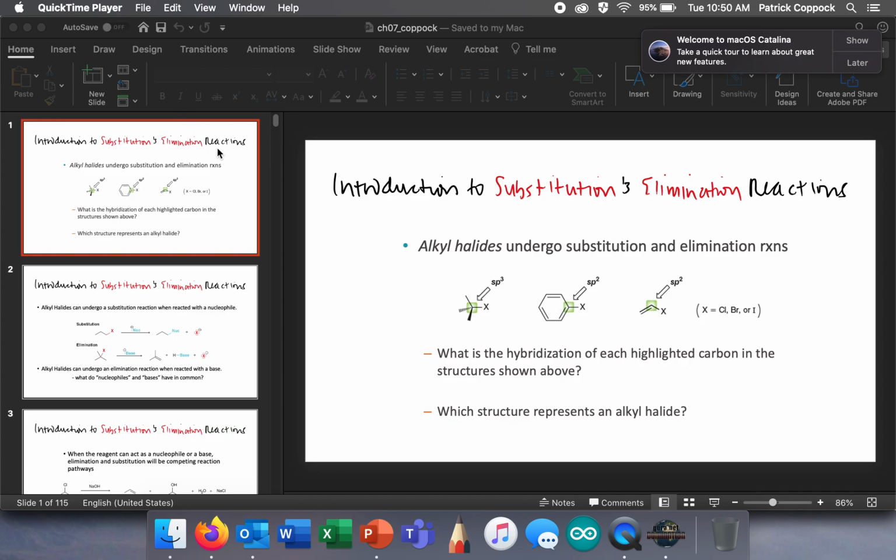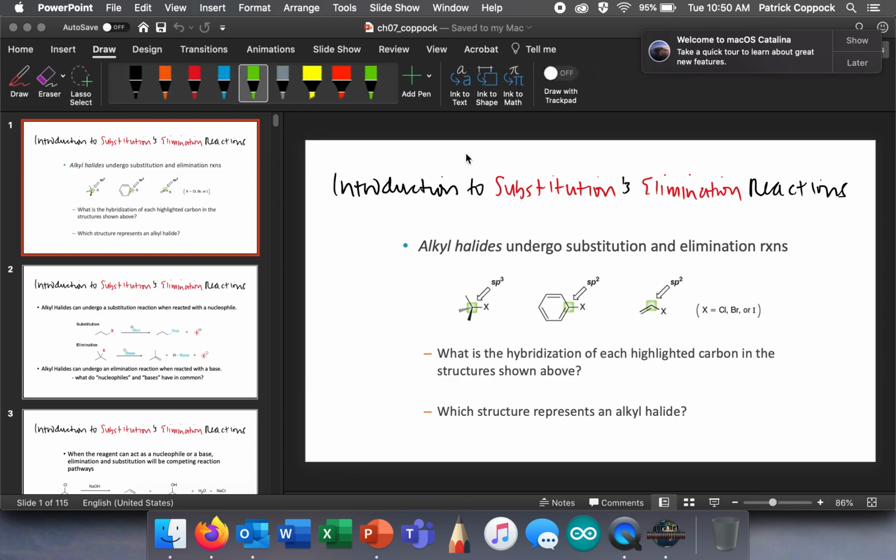About substitution and elimination reactions. And the first thing I want to emphasize here is that we're going to be talking about reactions. We are going to be talking this semester about 5 classes of reactions. And I will tell you, I'm feeling a huge sense of anticipation as we're beginning with these first 2 classes of reactions, substitution and elimination.